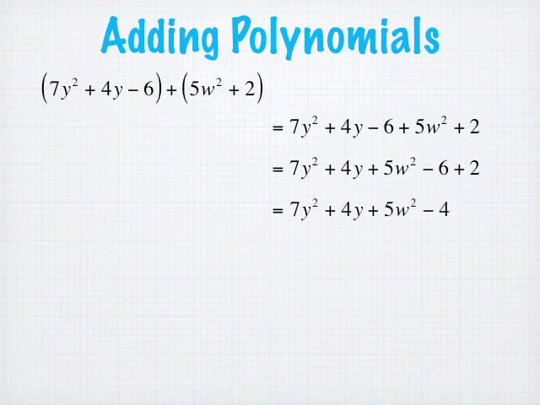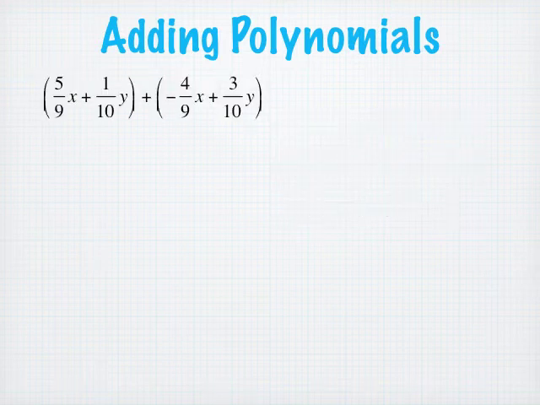I'm done. Now, a lot of people ask the question, how do I write that in descending order if I have more than one variable? If you have more than one variable, you just pick one of the variables and write it in descending order according to that variable. So if I pick y's, my 7y squared would come first, and then my 4y, because 7y squared has 2 y's, 4y has 1 y, and then the other terms don't have any y's, so they would be at the end. All right, now this one.